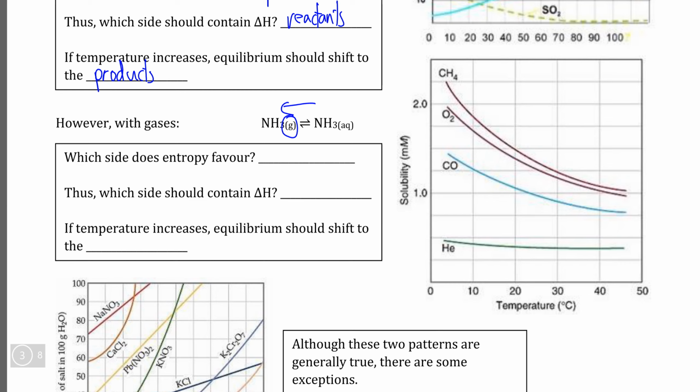So if entropy is what actually favors the reactants in this case, because again, gaseous ammonia has a higher entropy than aqueous ammonia does, and we get an equilibrium that forms, that means that the product side must contain delta H so that enthalpy favors the opposite side as entropy does. And if we assume that delta H is here, something interesting happens when we increase temperature.